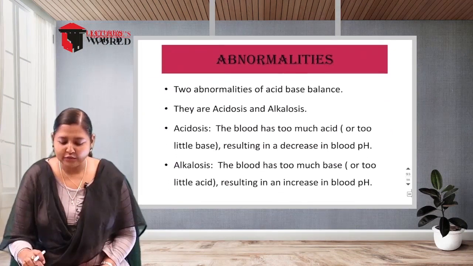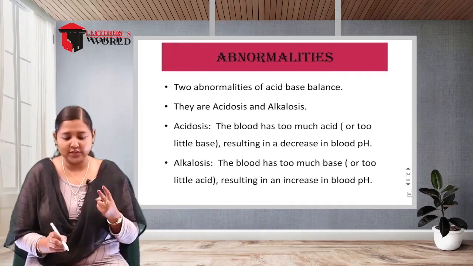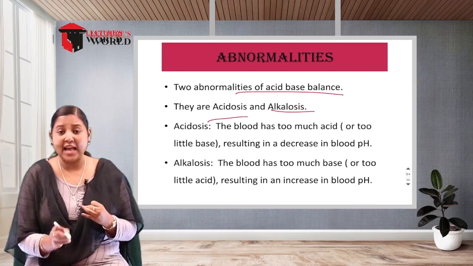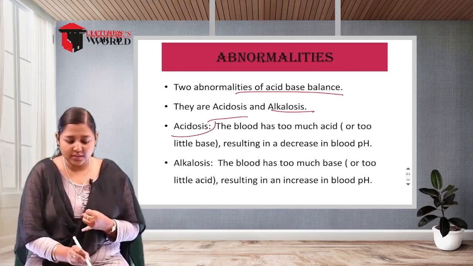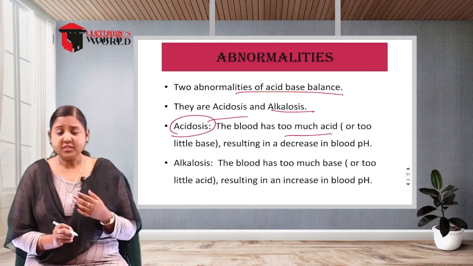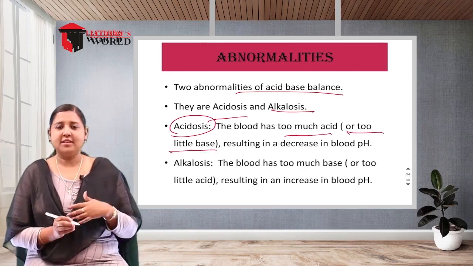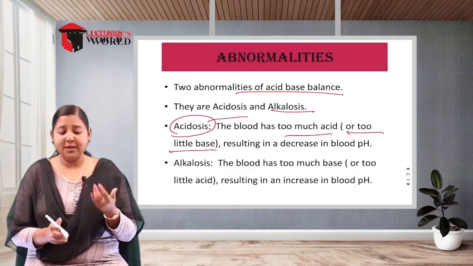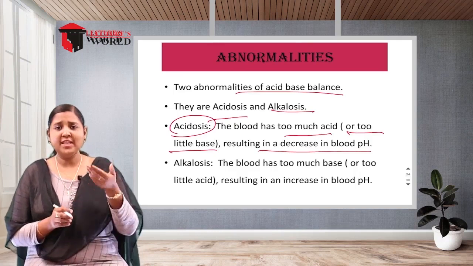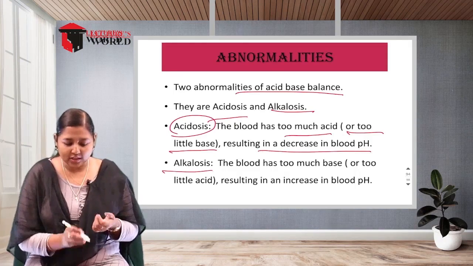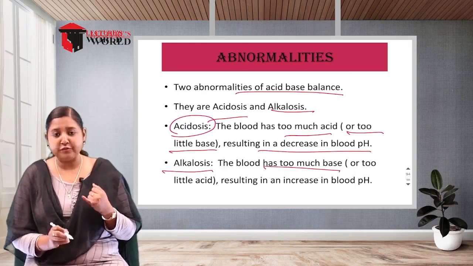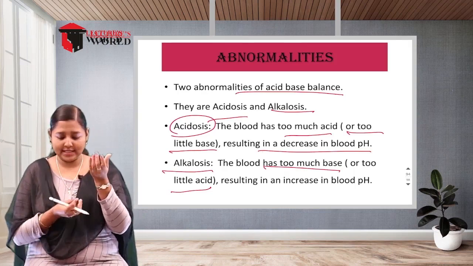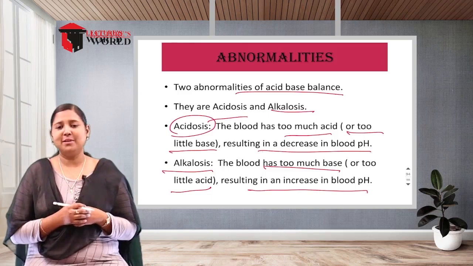The first thing you have to keep in mind is that there are two kinds of abnormalities of acid-base balance. One is acidosis and the other one is alkalosis. What is acidosis? Acidosis is too much acid or otherwise too little base. Base is less, acid is more, and that's why that condition is called acidosis. Here the blood pH will decrease. pH will go down. And coming to alkalosis, here the blood has too much base and too little acid. Base is more, acid is less. Here it will increase the blood pH value.